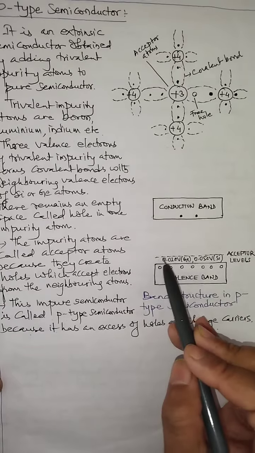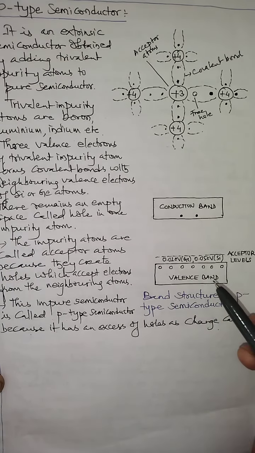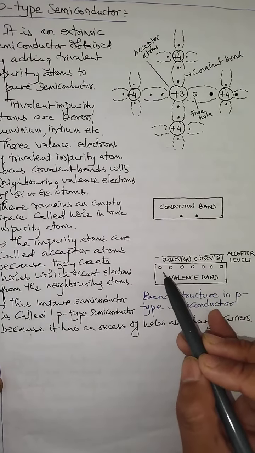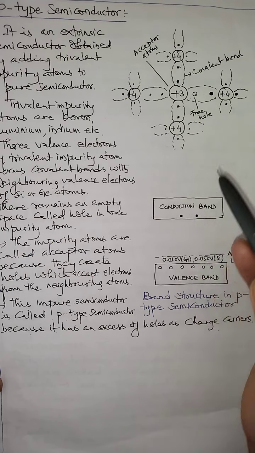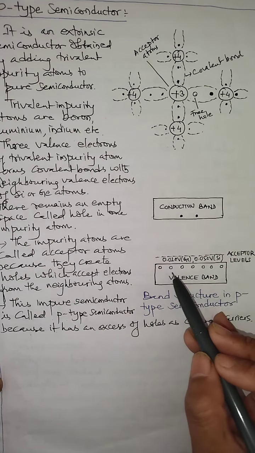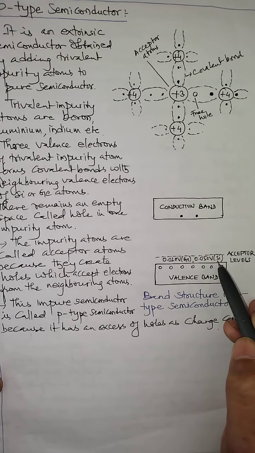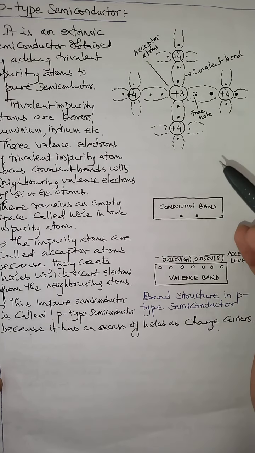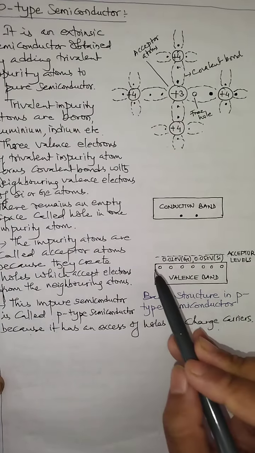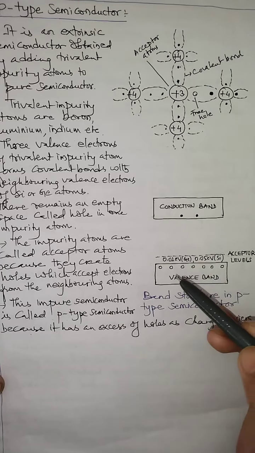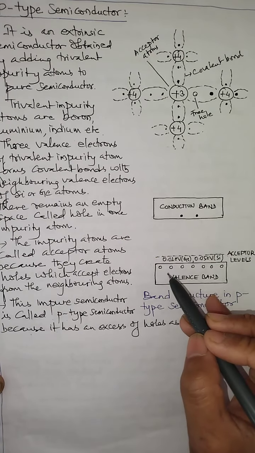Why do we call this the acceptor level? Because at room temperature, the electron from the valence band can easily move to this energy level and occupy the space created by the free holes. That means the electron from the valence band can be easily thermally excited and go into the acceptor level to fill the space created by the free holes. That is the reason this energy level accepts the electrons moving from the valence band to this level.